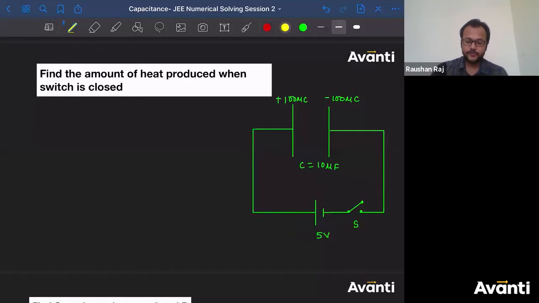Try to find out what are the charges that will flow through the battery, and what will be the work done by the battery or on the battery. Then find out the initial energy stored in the capacitor and the final energy stored in the capacitor. Then find out the heat. What is the formula for that? We have already discussed it last Saturday. Heat released is nothing but work done by battery minus delta U. So you have to use this formula to get the answer. Try to get the answer, guys.